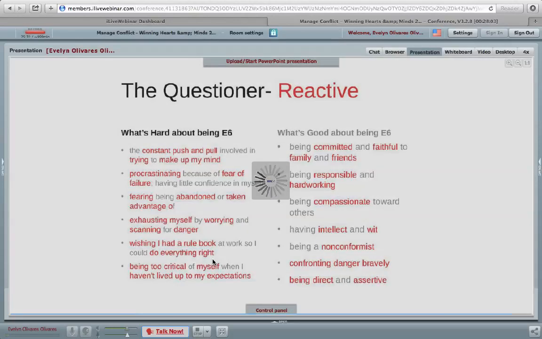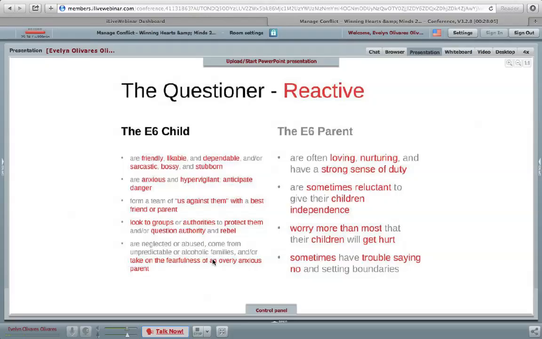So what about the child 6? Do you know a child questioner? They're friendly, likable, and dependable, and sarcastic, bossy, and stubborn. They're anxious and hypervigilant, anticipating danger always. They form a team of it's us against them with a best friend or with a parent. They look to groups or authorities to protect them, and they're always questioning that authority. They are true rebels as well.